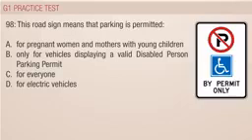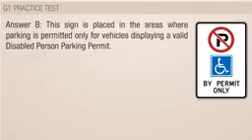Question 98. This road sign means that parking is permitted. A. For pregnant women and mothers with young children. B. Only for vehicles displaying a valid disabled person parking permit. C. For everyone. D. For electric vehicles. Answer B. This sign is placed in the areas where parking is permitted only for vehicles displaying a valid disabled person parking permit.